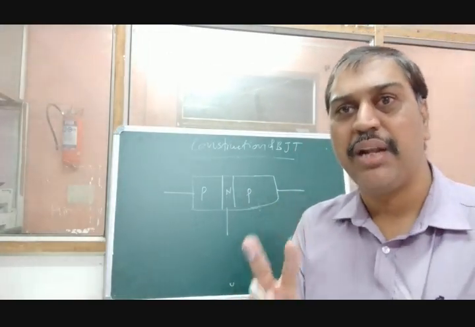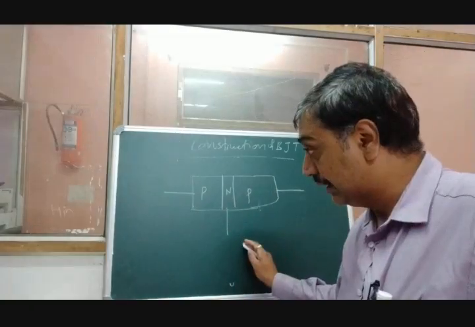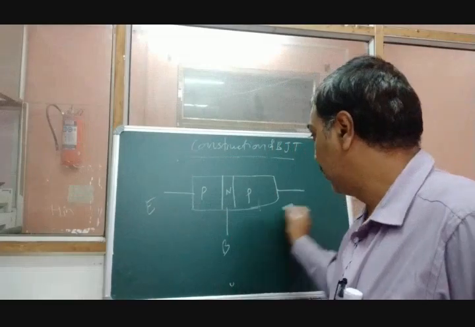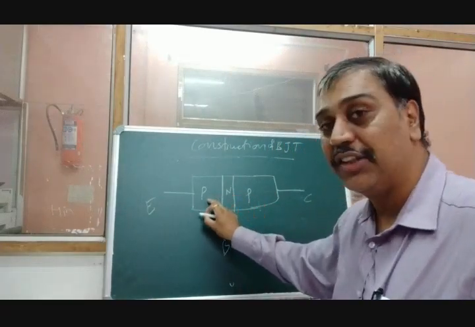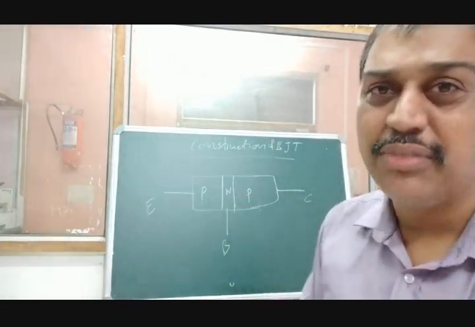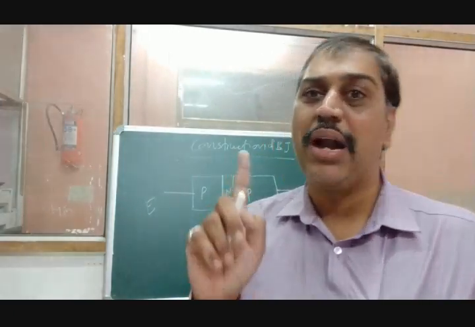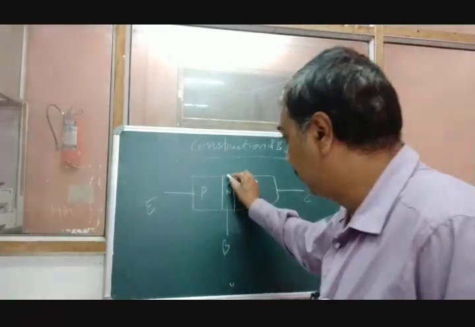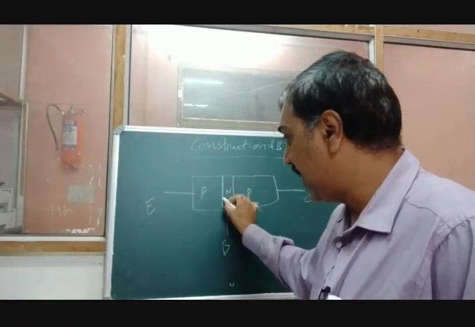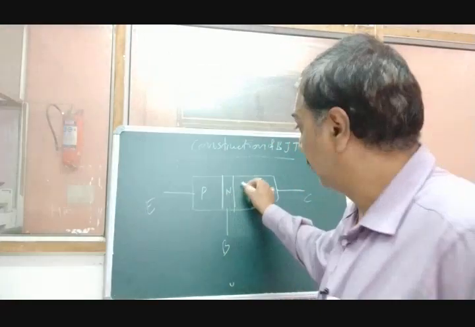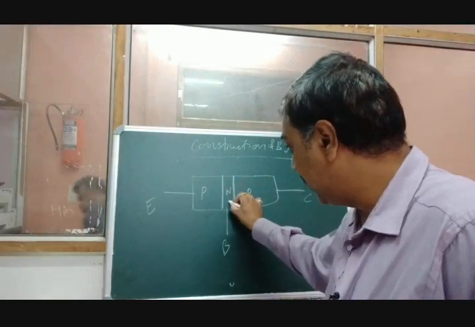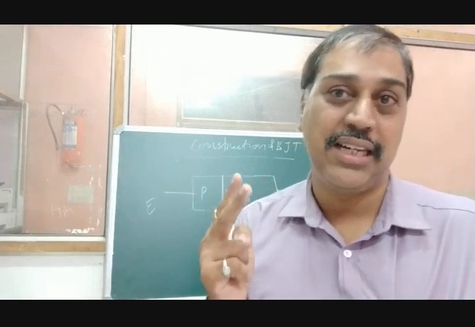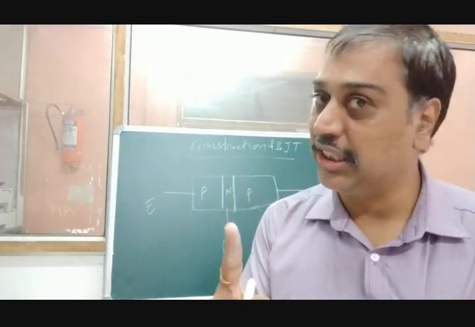A diode has 2 terminals, 2 regions. The transistor has 3 terminals, emitter, base, collector, because it has 3 regions, P, N and P. Apart from this, in a diode there is only one PN junction. But in this transistor, if you look, this is the boundary between this P and N, and at the same time this is another boundary between this N and P. So there are two junctions in a transistor, only one junction in a diode.